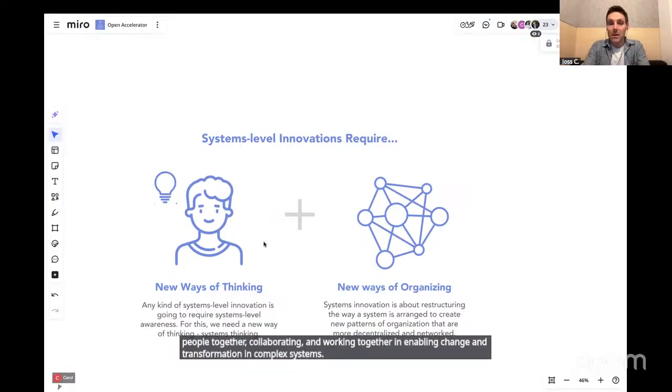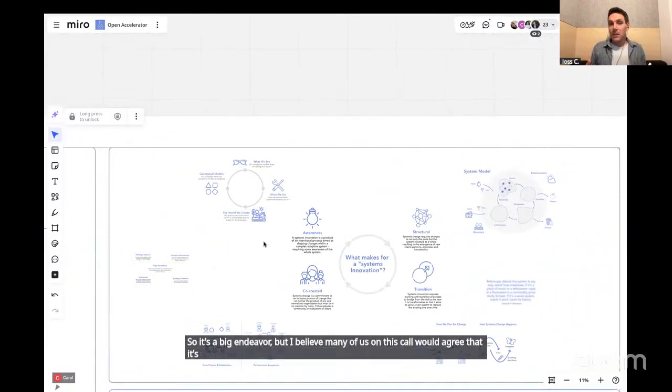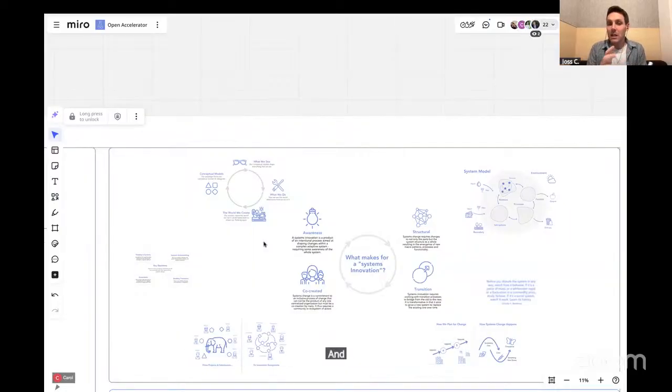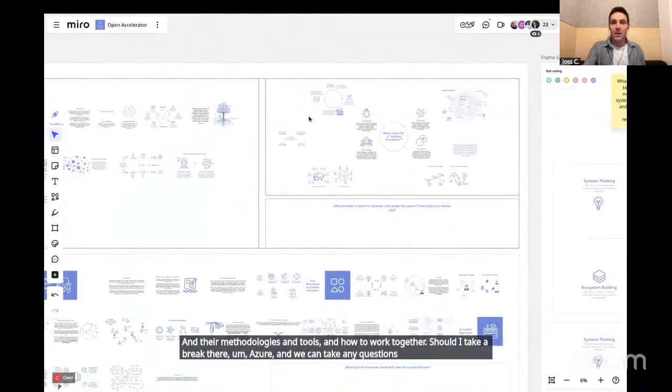So it's a big endeavor, but I believe many of us on this call would agree that it's one that we need to learn to do. And it's not going to happen overnight. We're going to have to build this capacity, this new kind of thinking awareness, and then methodologies and tools and how to work together. Should I take a break there, Azra, and we can take any questions if anybody has any?